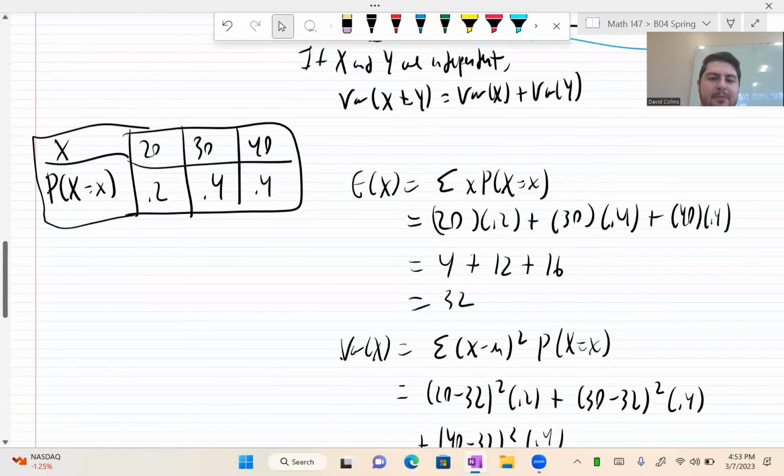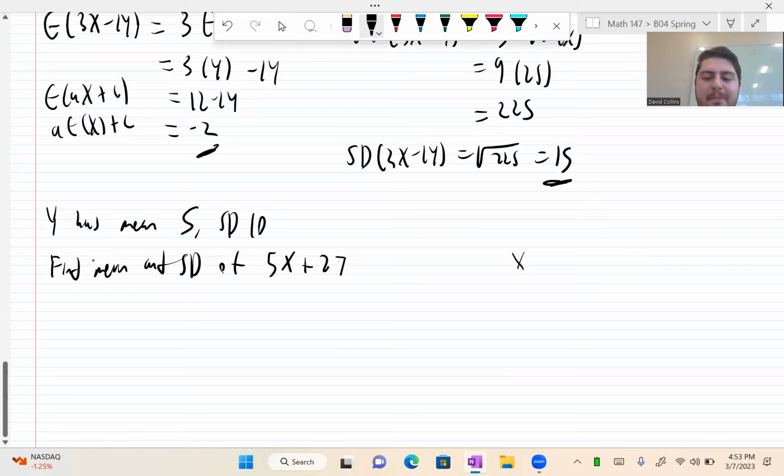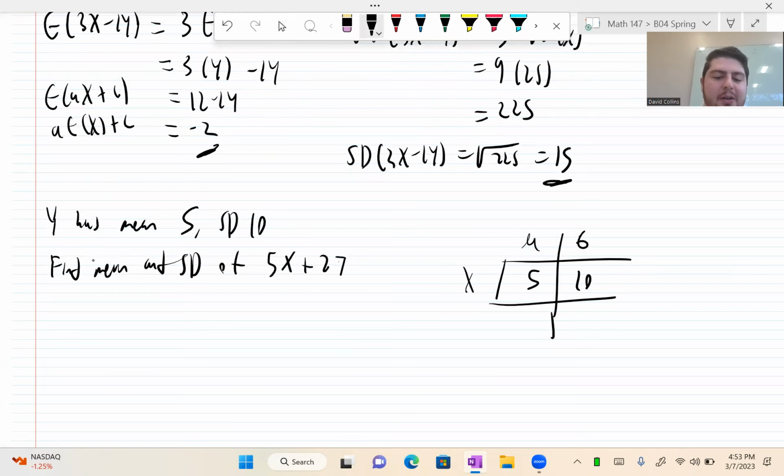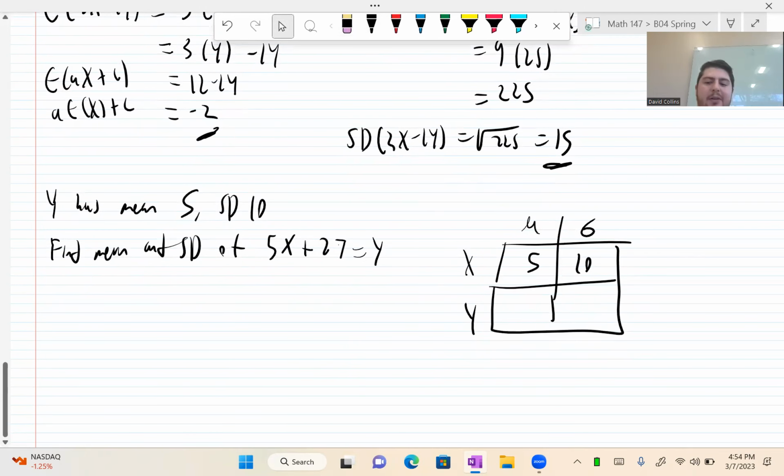I'll put the rules up. Actually, does everyone have this copied down? No, okay. You might see it written as a table, like mean and standard deviation, 5 and 10 for x, and then he might call this y and say, fill in the rest of this box. He might write it like this, with mu and sigma. Means the same thing though, because this is mean, this is standard deviation.